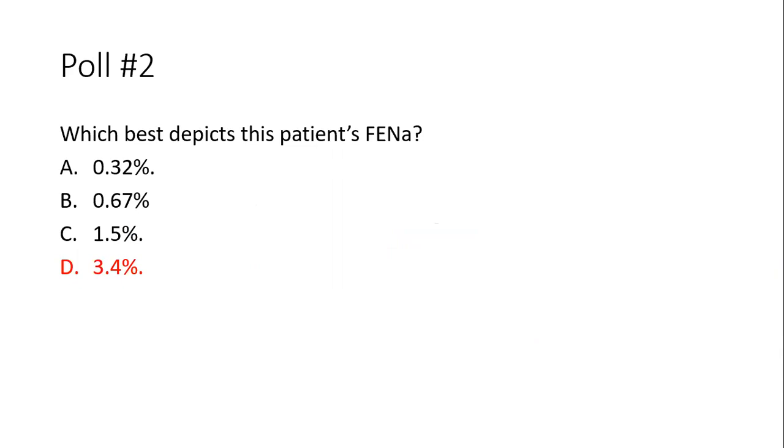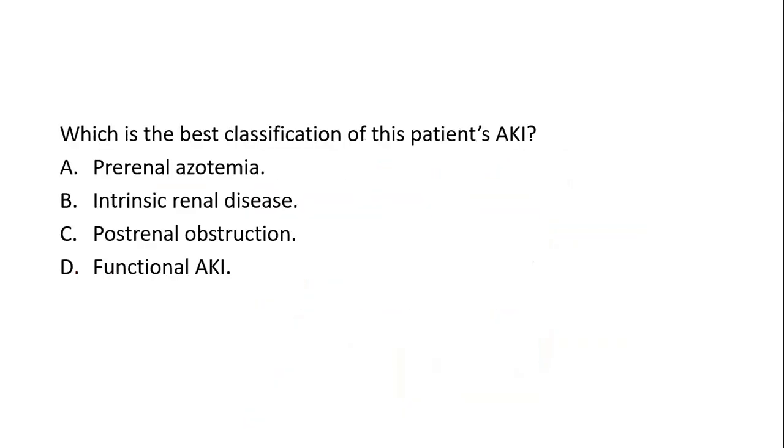Now, as we discussed earlier, since this patient's FeNA is 3.4%, the chances of a pre-renal injury are less, and the chances of a renal cause of acute kidney injury are more. Right? Now, what best depicts the classification of this patient's AKI? Is it pre-renal azotemia? Is it intrinsic renal disease? Is it post-renal obstruction, or is it functional AKI?